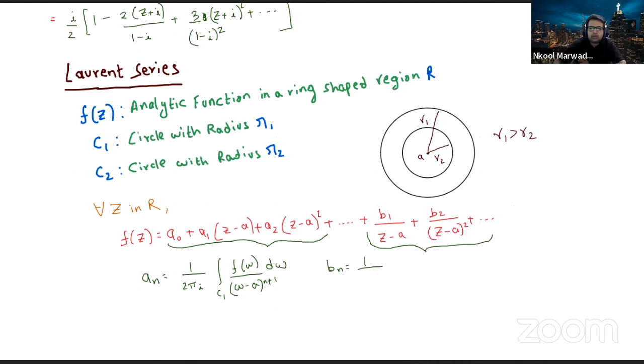Okay. So let me write bn properly. So bn will be 1 upon 2 pi i, integration over C2, f of omega upon omega minus a to the power of n minus n plus 1, d omega. Okay.